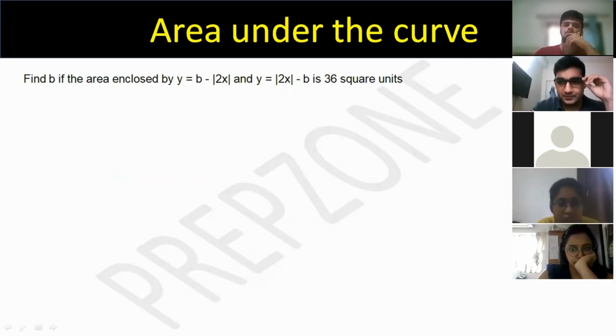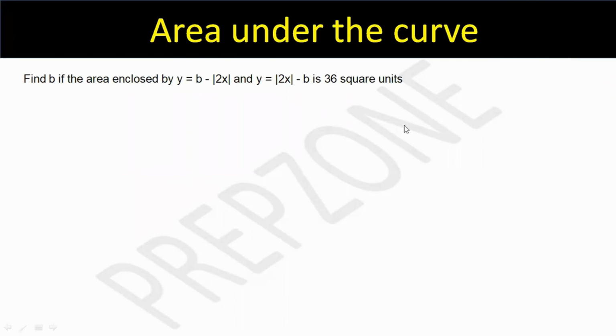Sir, so this will be mod 2x plus y equal to b and mod 2x minus y equal to b. Okay. So I took like open this mod as positive. So 2x plus y equal to b, 2x minus y equal to b, and minus 2x plus y equal to b, and minus 2x minus y equal to b.